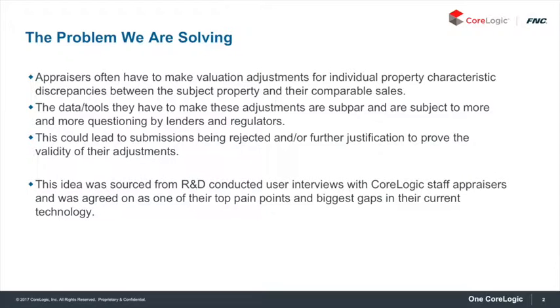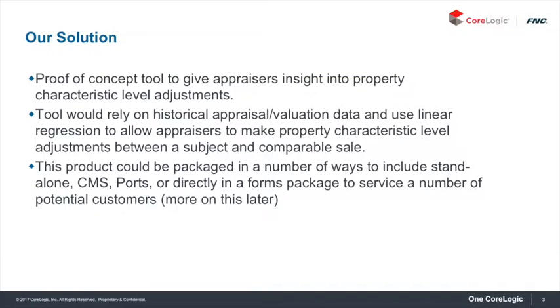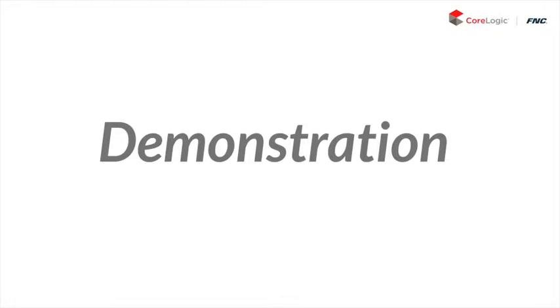This idea was sourced from R&D conducted user interviews with CoreLogic staff appraisers. We set out to create a proof of concept of a tool that could provide data to solve this issue. This tool would rely on certain historical appraisal valuation data with respect to a home's characteristics, as well as its location, region, neighborhood, etc., to automatically predict an adjustment range for the appraiser to base their value on. This product could potentially be launched standalone in CMS, imports, or directly into a forms package.